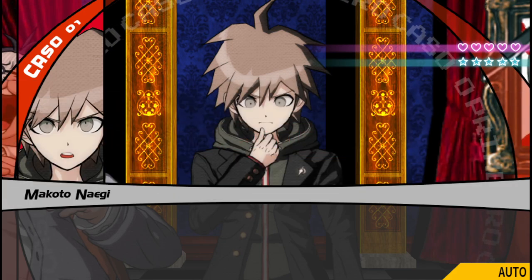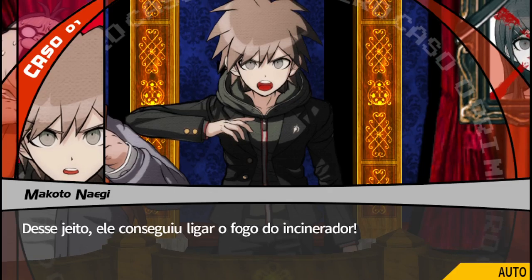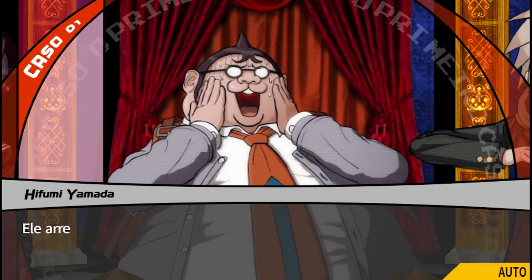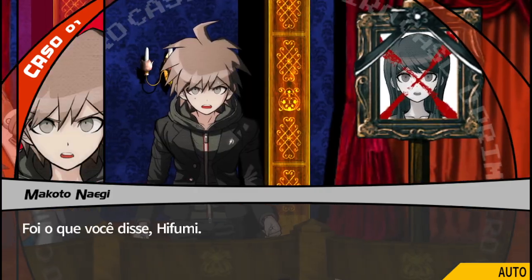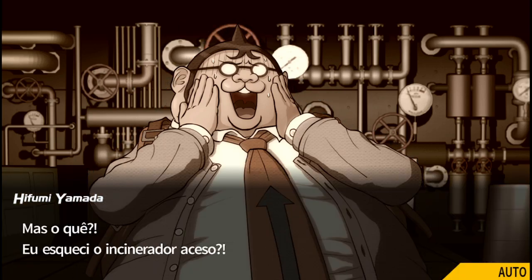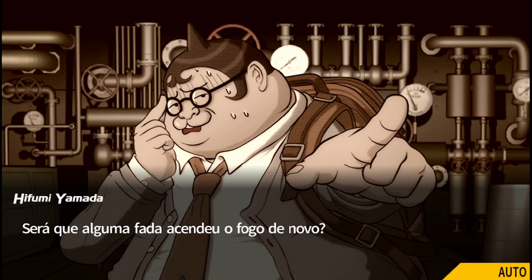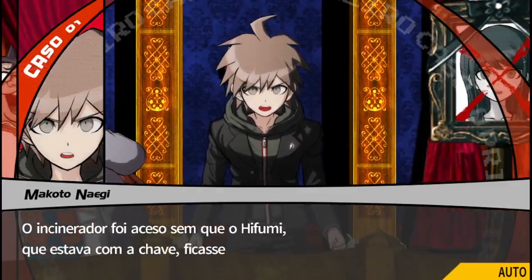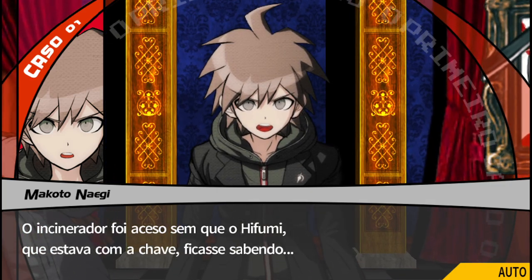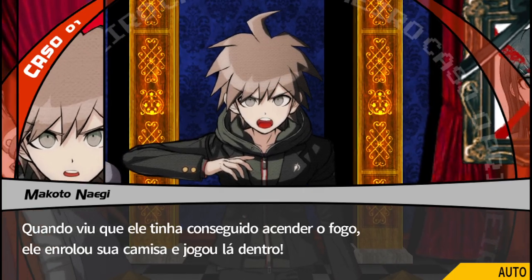I got it! The killer simply took aim at the incinerator switch and threw the ball through a gap in the gate. All they had to do was hit that switch, and the incinerator would come to life. Someone threw a gap in the gate? Remember what you said before, Hifumi? Assume he had the key. So the only way the incinerator could have been turned on without his knowledge was because the killer was able to hit the switch without opening the gate.